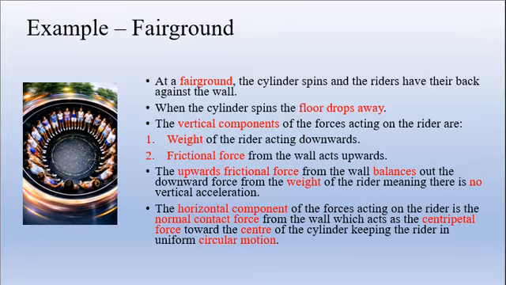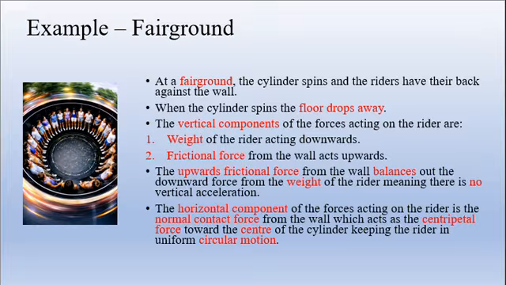This is about a fairground ride where a cylinder spins and riders have their backs against the walls of the cylinder. There is no angle here, so we're not going to refer to the forces as components. The key to understanding how the vertical and horizontal aspects of the forces acting on the riders are measured is that the floor drops away, meaning there is no normal contact force from the ground.